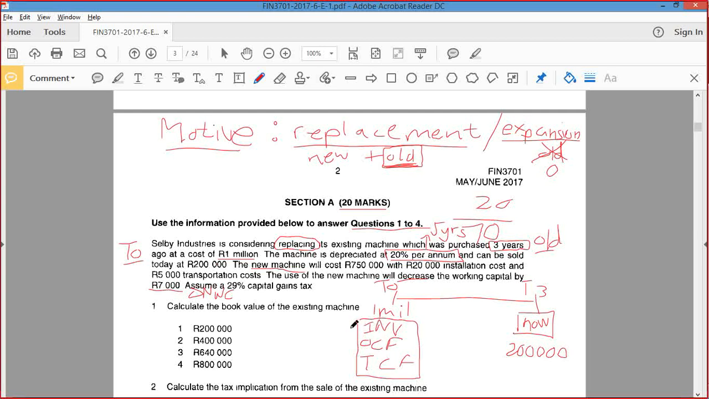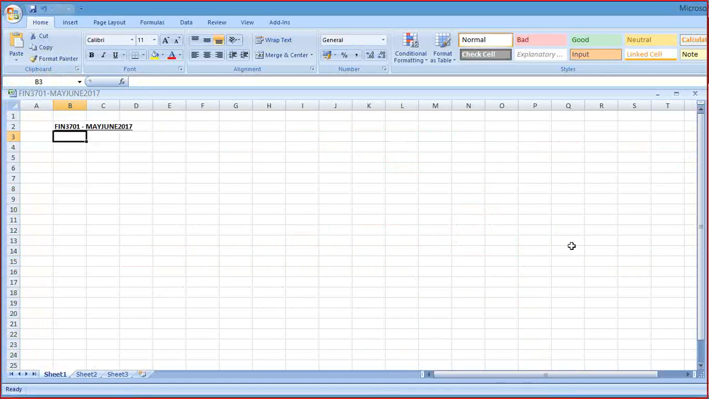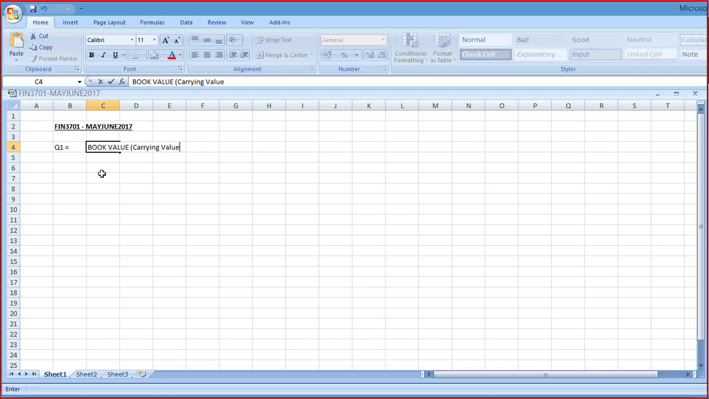Initial investment is at the beginning, OCF is during, and TCF is at the end. That's just theory. Now, looking at this question, we've got information relating to now and information relating to the end. First question: book value of the existing machine. That's relatively easy, so let's go to our answer sheet. You got 400,000. Great, let's check if you're right. Book value is basically carrying value from an accounting point of view, and we calculate it using cost less accumulated depreciation.